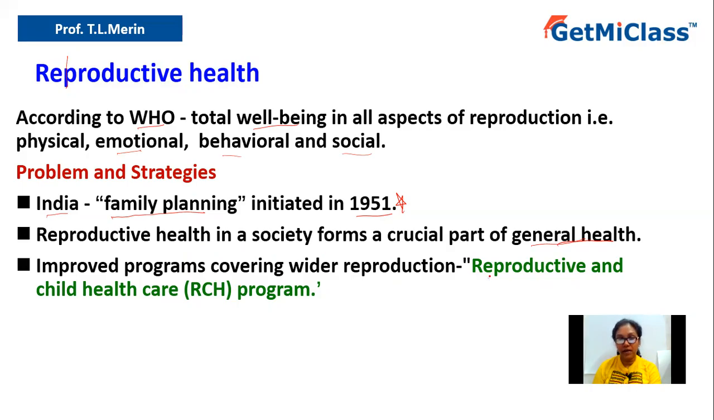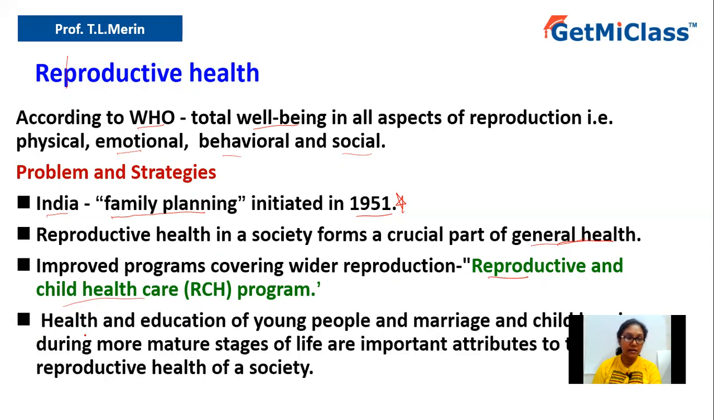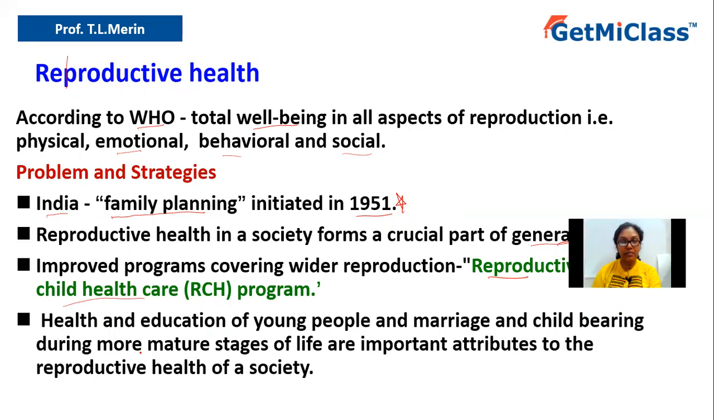And reproductive and child care health is one of the programs. Then health and education of young people and marriage and childbearing during mature stages of life are important attributes to the reproductive health of a society. Okay, so if we have to talk about the reproductive health of a society, we have to look for the age at which a person is getting married, and the age at which the female is carrying or bearing the child.